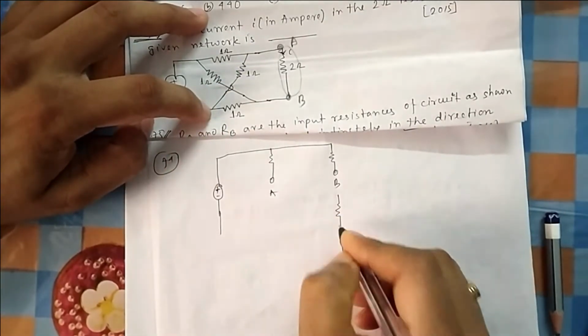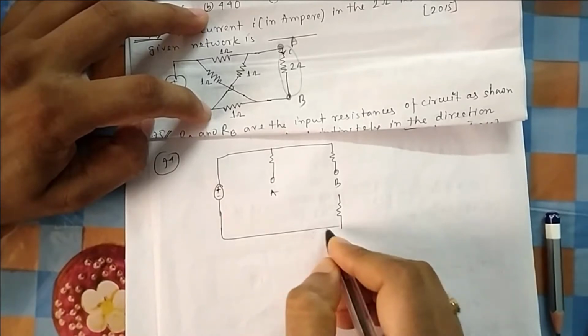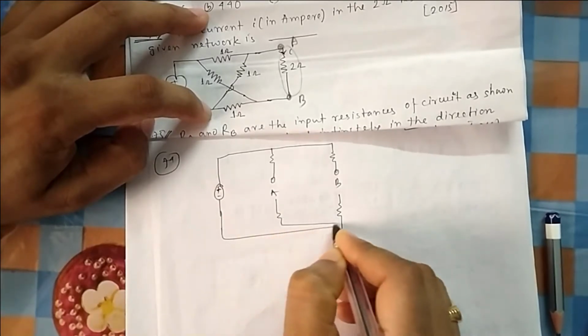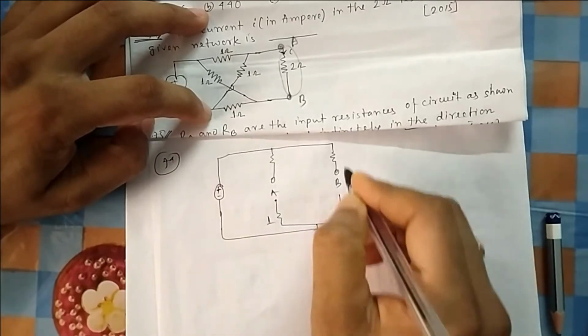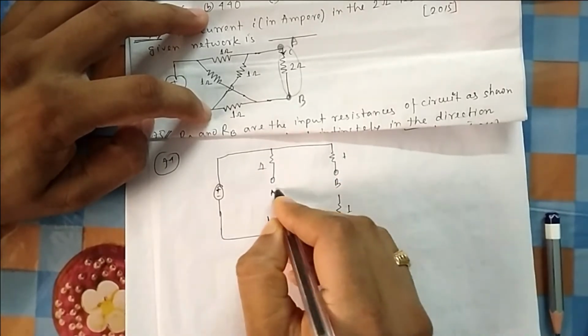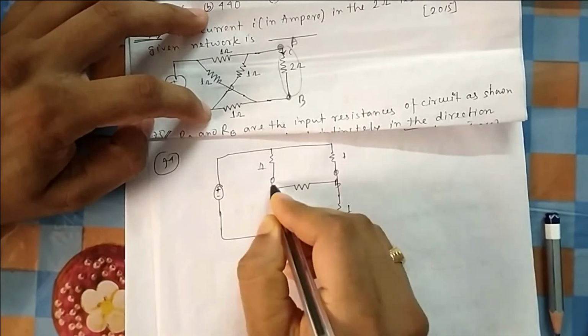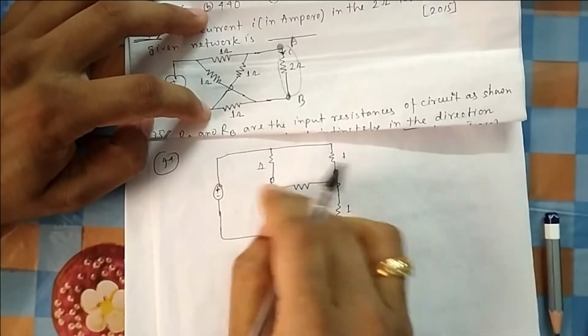From here also, 1 ohm is connected to this. So think of it in this way. This is 1 ohm, this is 1, this is 1, this is 1. And your resistor is connected in between these two. Now we are getting it, this is your A, this is your B.